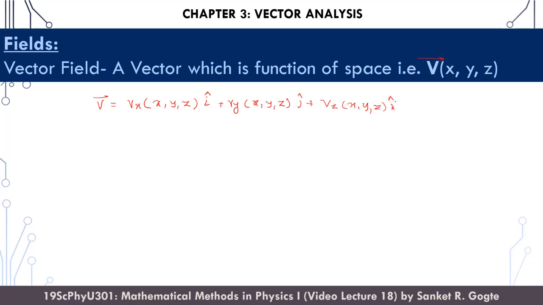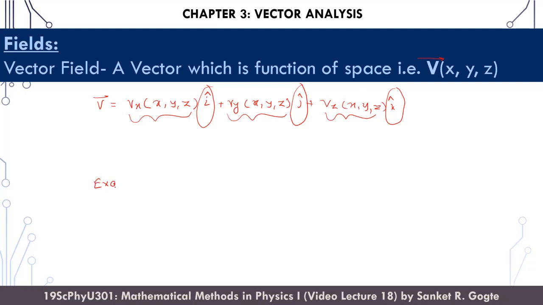So basically, vector field is an extension of scalar field. In case of scalar field, there is only one number associated at every point in space, whereas for vector field, for every point in space there are three numbers associated. Each of these numbers as a function of x, y, z is a scalar quantity. So all these vx, vy, and vz are scalars. Multiplication with these unit vectors i, j, and k makes those scalars vx, vy, and vz respectively vector quantities.